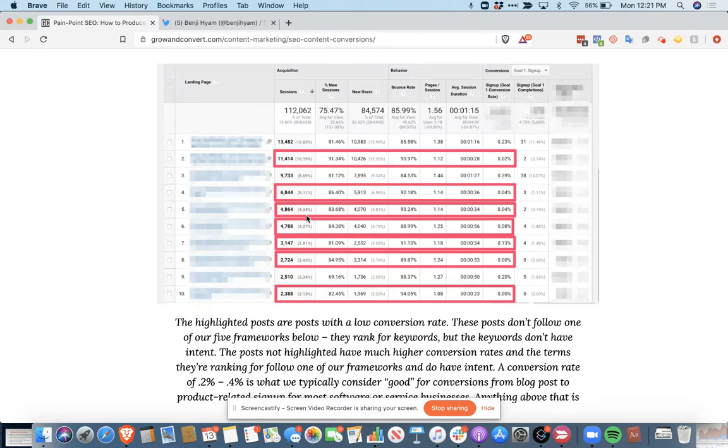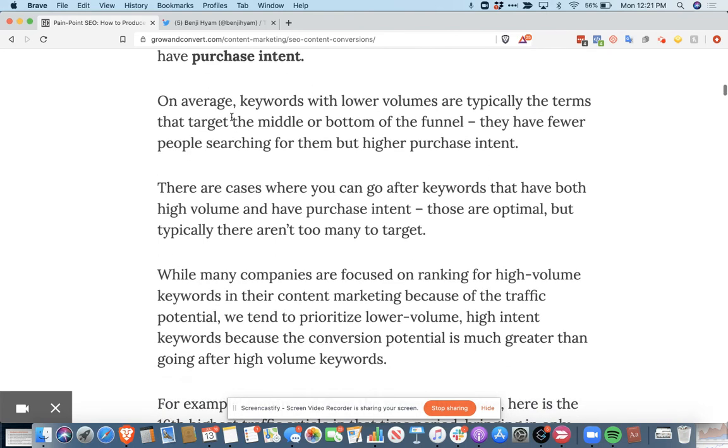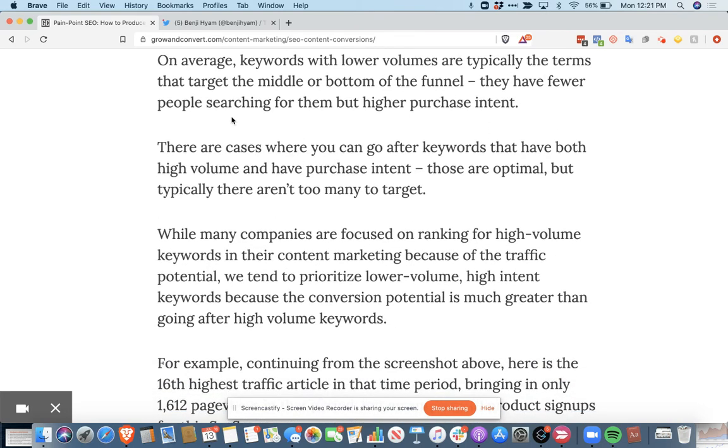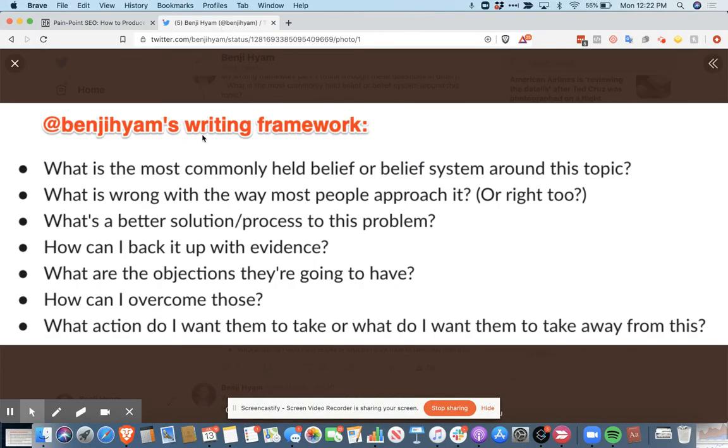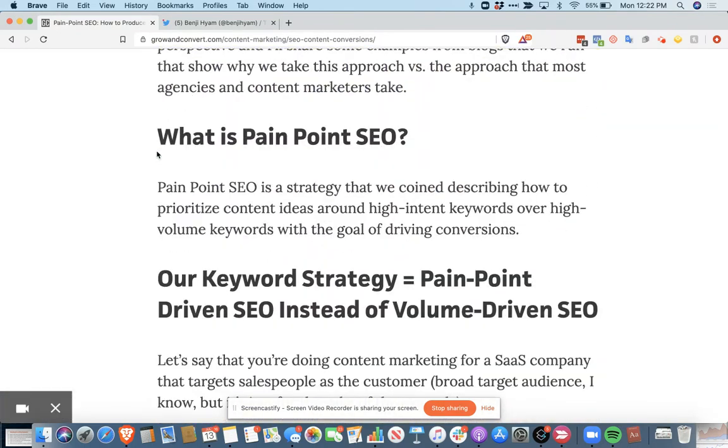So that is the main argument behind this blog post: the conversion rate is actually dictated by the topic of the blog post, or essentially, does the keyword have buying intent versus does it not have buying intent? And the process that we're sharing here is Pain Point SEO. So what is Pain Point SEO? It's a term that we coined, describing that you should prioritize content ideas by buying intent over volume.